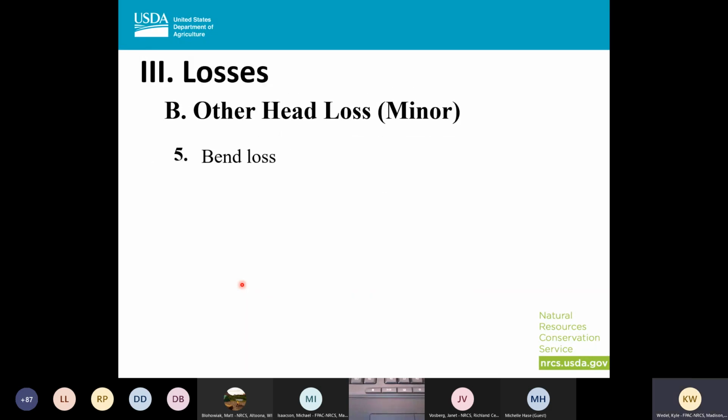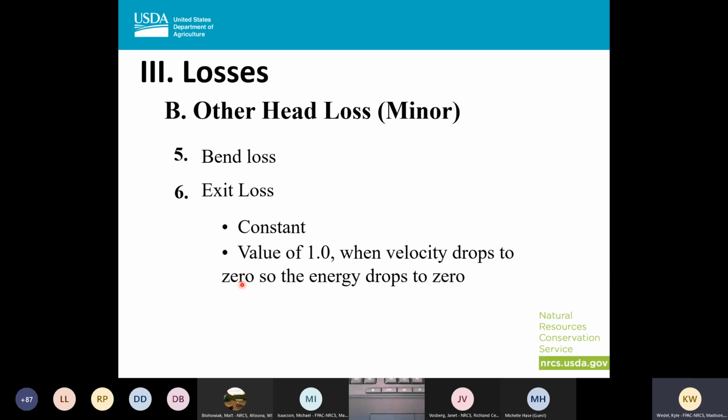Continue on here to minor losses. There's going to be bend losses. So anytime you put a bend in your pipe, you're going to have some losses. And then exit losses. So when your water's leaving your pipe, you're going to have some exit losses. And so these are constant. So it's a value of 1 when the velocity drops to 0, so the energy drops to 0.